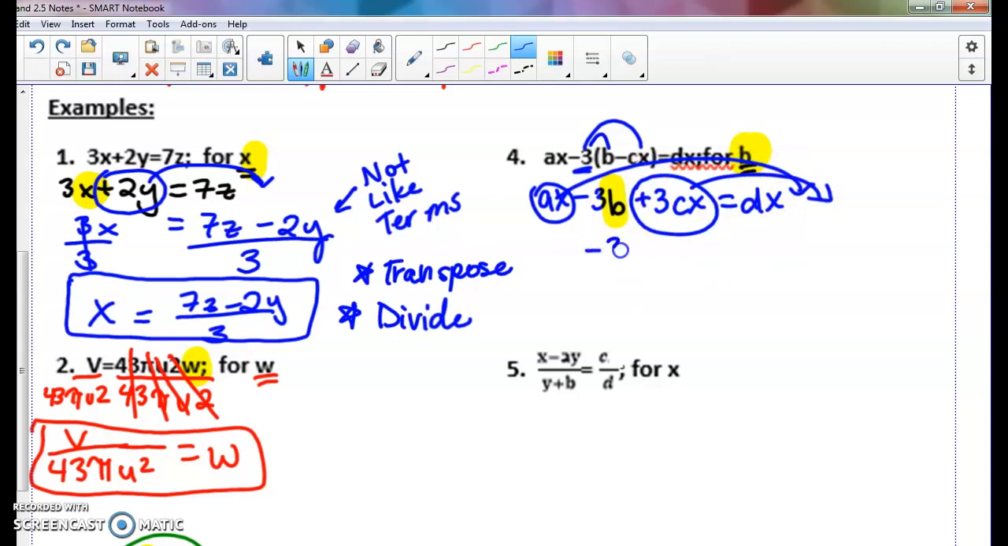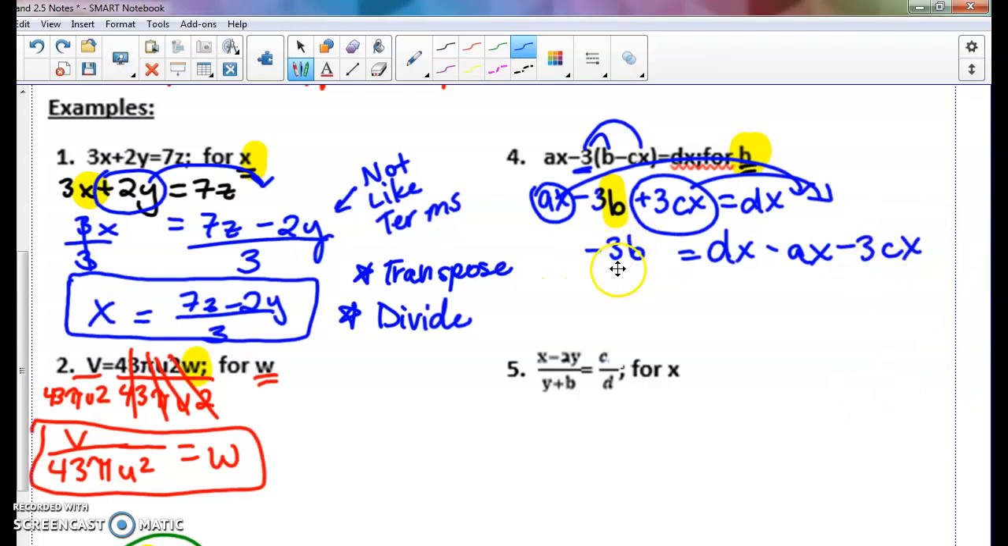So I'm going to be left with a negative 3b on the left equals dx drops down, and now my positive ax becomes a negative ax, my plus 3cx becomes a minus 3cx. And that's as far as we can go because he has a D, he has an A, he has a C. They're not like terms.